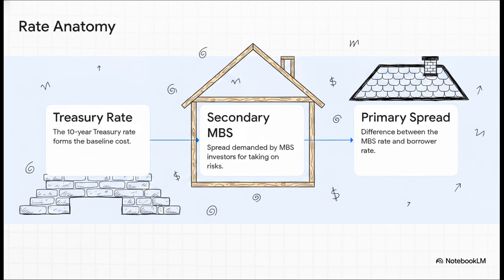Okay, think of your mortgage rate kind of like building a house. Your foundation is the 10-year Treasury rate. That's basically the baseline cost of borrowing money in the U.S. economy. Right on top of that is the secondary mortgage spread. Think of that as the framing of the house. And finally, the primary-secondary spread acts as the roof that completes your rate. Let's zoom in on that framing layer for a second.